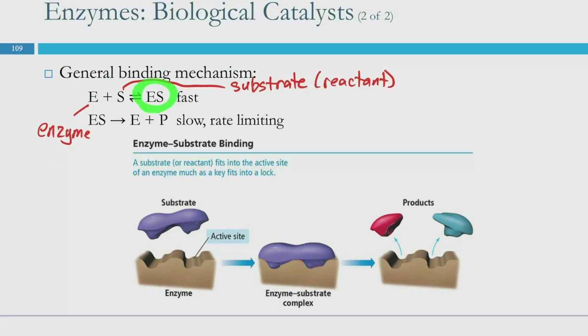and then that forms something. It can also just hop off, as shown by this double-headed arrow. And then sometimes that enzyme-substrate complex is going to go on to form the enzyme back and also products, one or more.